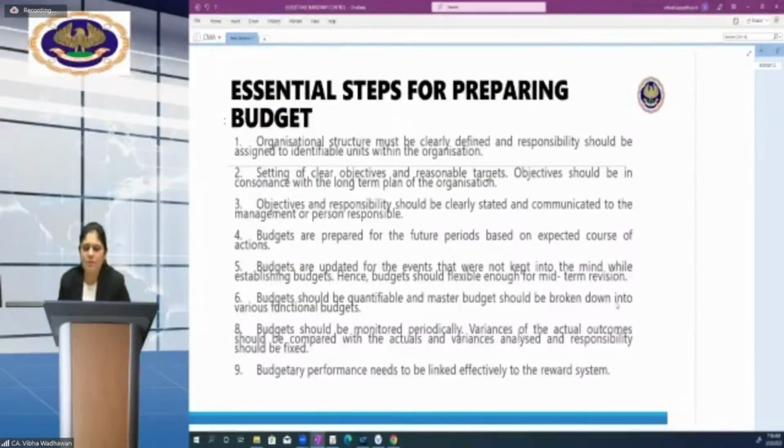Budgetary performance needs to be linked effectively to the reward system. Of course, when there are a lot of deviations coming from the responsibility centers, then there has to be, let us say, the actual cost is much less than the budgeted cost. So it's a favorable response from that particular department or that particular individual. So the person should be rewarded if there is a saving in the actual cost. All right.